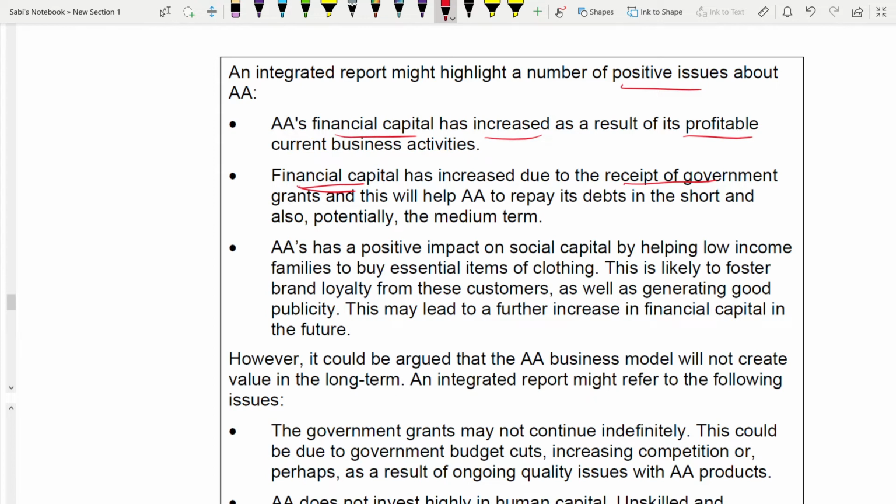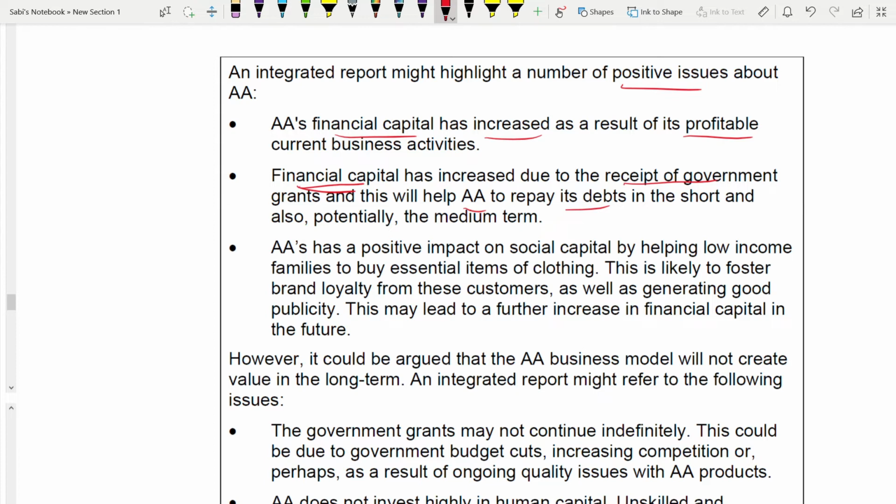Okay, so because you are receiving the grant from the government, it will help AA to repay its debt. Why debt? Because they are taking loans to expand. Remember, in the first few lines it was given in the short and also in the long term or the medium term. So again, financial capital is increasing.